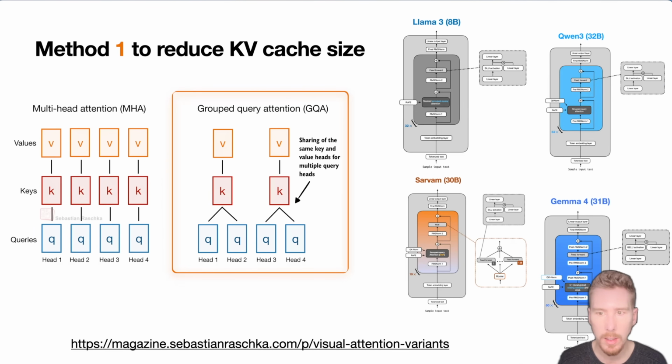And so a lot of architectures nowadays still use grouped query attention. For example, Llama 3, Qwen 3, Sarvam, a new big model from India. We will get back to this later. That's the reason why I specifically put it in here. And Gemma 4, which just came out last week. So Gemma 4 is also using grouped query attention. Lots of architectures use grouped query attention.